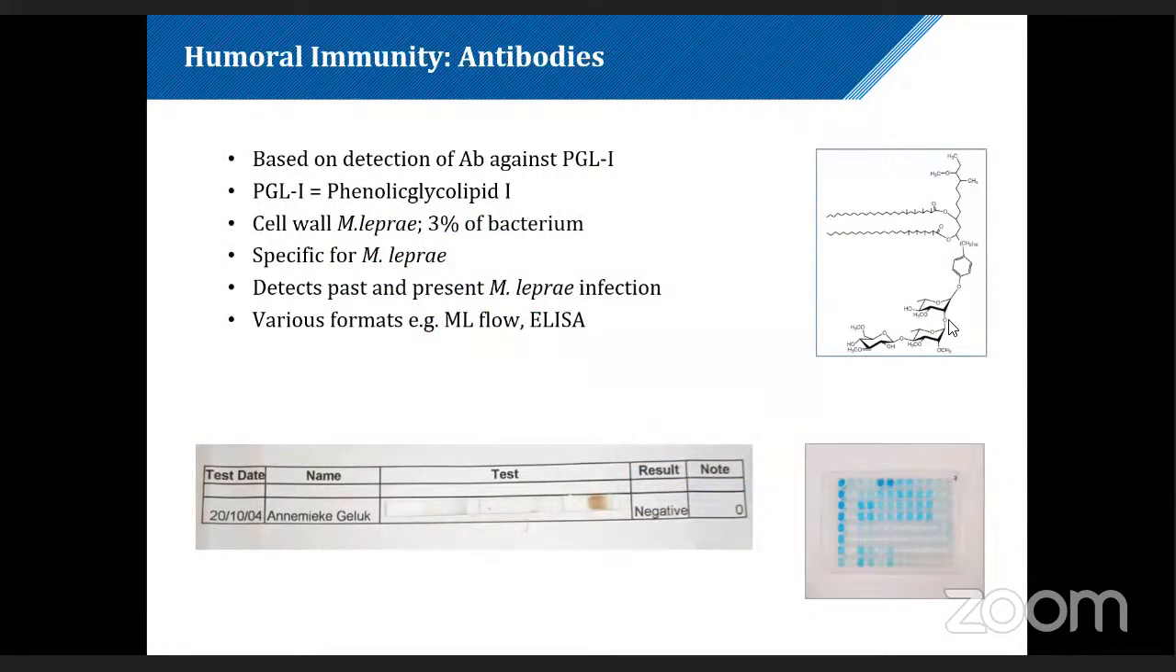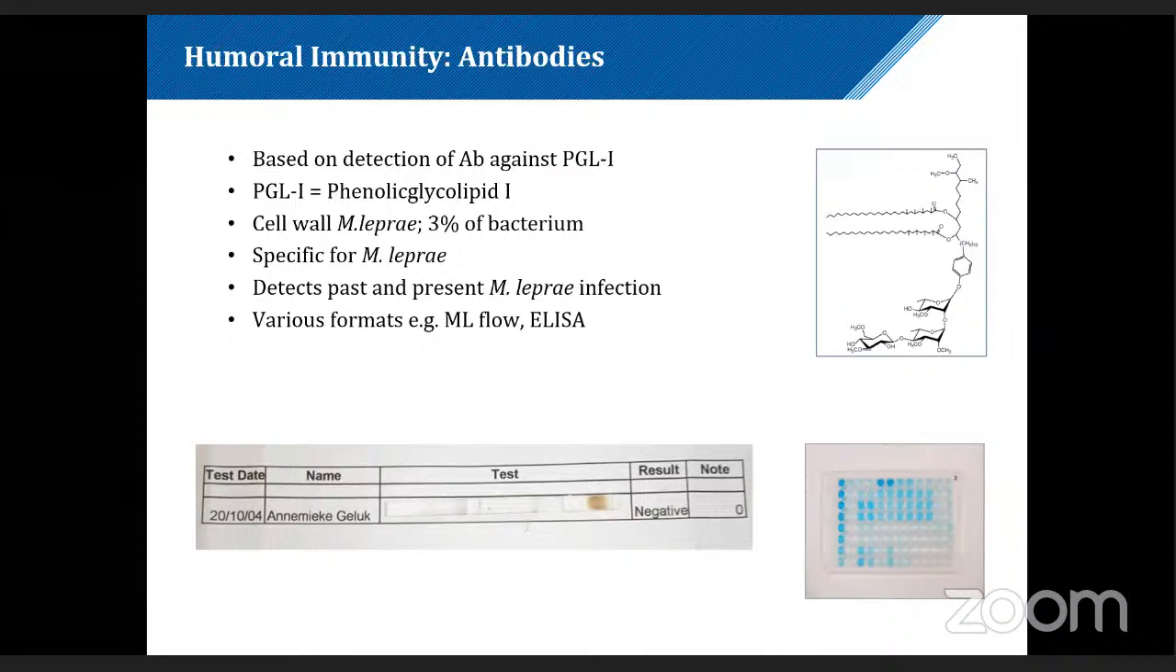So what we know is that humoral immunity provides us a footprint for multibacillary disease. The detection of antibodies provides us an indication of how many bacteria there are, because there is a relationship between the number of bacteria and the number of antibodies against Mycobacterium leprae. And for this, we use antibodies against PGL1. PGL1 stands for phenolic glycolipid 1, and it is part of the cell wall of Mycobacterium leprae. In fact, it's 3% of the bacterium, so it occurs a lot. And it's very specific for Mycobacterium leprae.